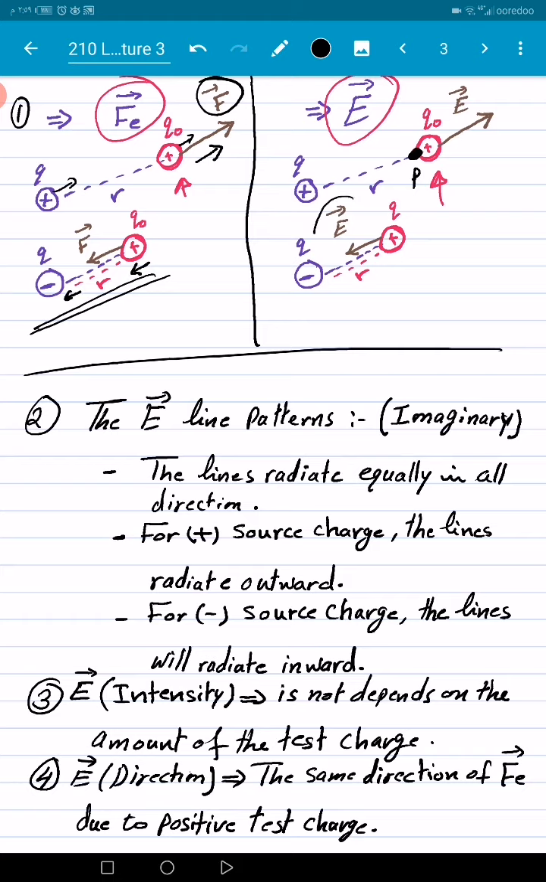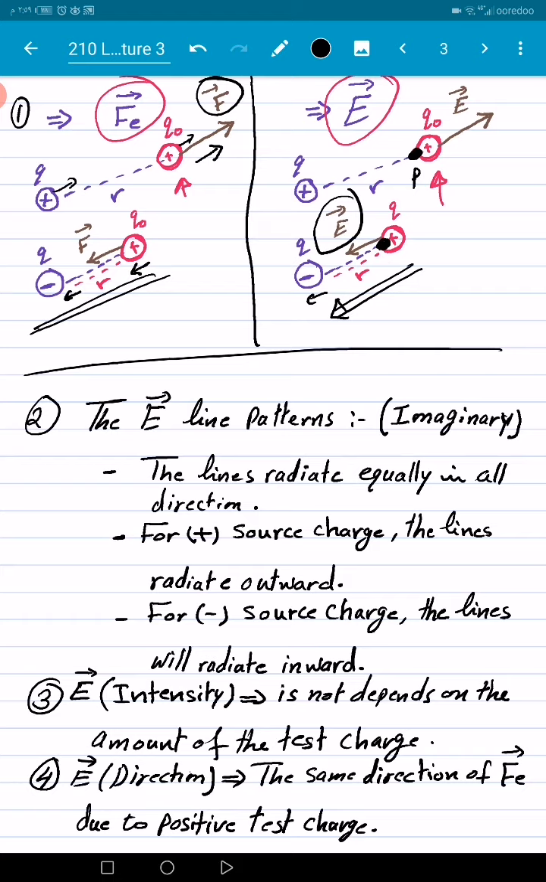Also the electric field has the same direction as the negative charge, because the negative charge is inward and the positive test charge is in this position, so it goes inward also to make attraction with the negative charge.